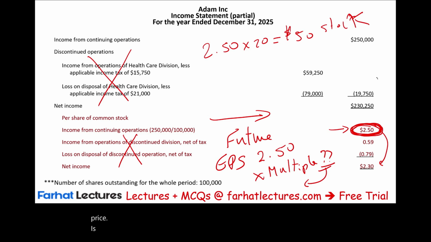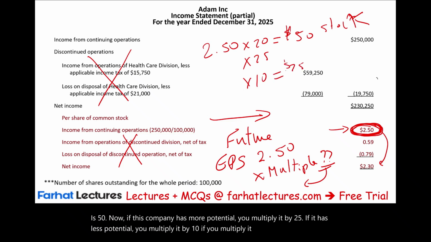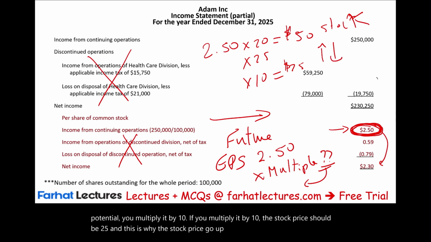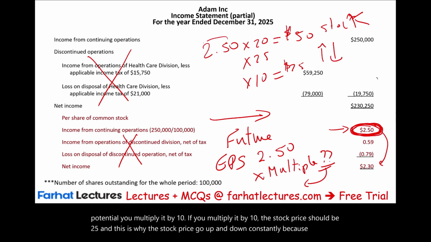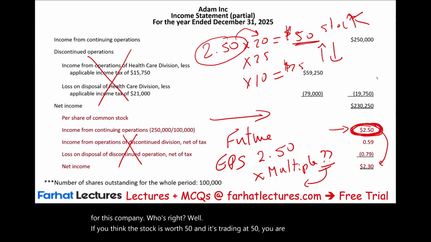Now, if this company has more potential, you multiply it by 25. If it has less potential, you multiply it by 10. If you multiply it by 10, the stock price should be 25. And this is why the stock price goes up and down constantly, because investors and analysts are taking earnings per share and multiplying it by a multiple that no one agrees on. Each one puts a different multiple for this company. Who's right? Well, if you think the stock is worth 50 and it's trading at 50, you are right. The market is telling you you are right.